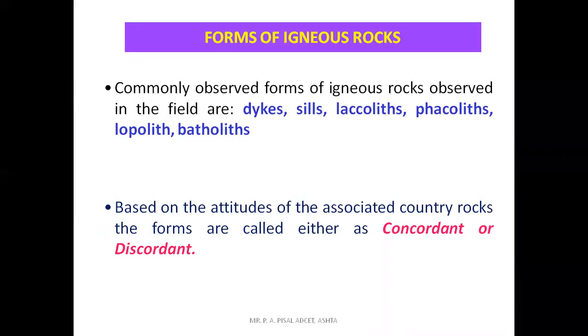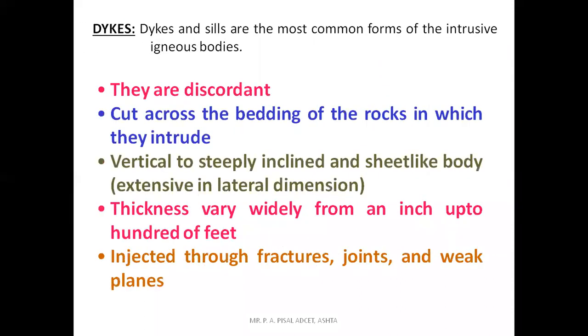The difference between concordant and discordant type of the form we have already discussed. Concordant means those forms which are parallel to the layers of the pre-existing rock. That horizontal parallel intrusion is considered as a concordant form, and the form which cuts across the layer, or bedding plane, is considered as a discordant form. Okay. So in the form, the first form we have already discussed is the dike.